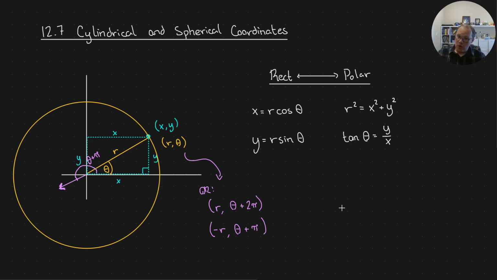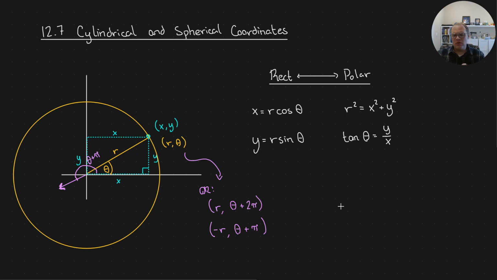So in the polar coordinate system, the descriptor for a point is not unique. There are actually an infinite number of ways that we could describe a point. So how do we deal with that?